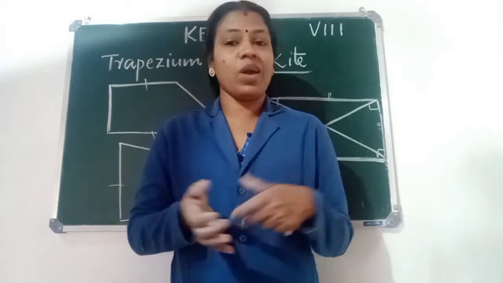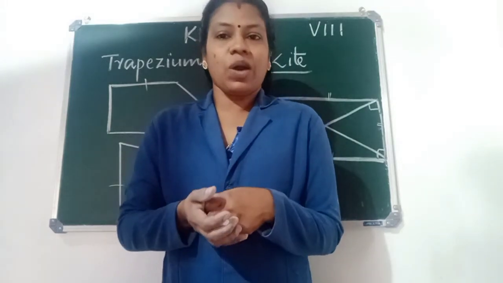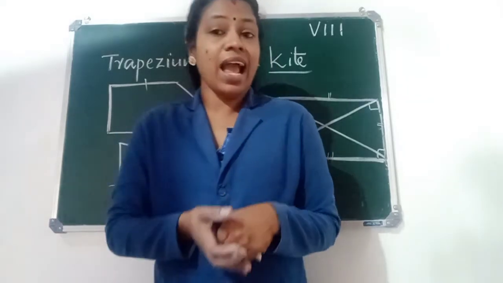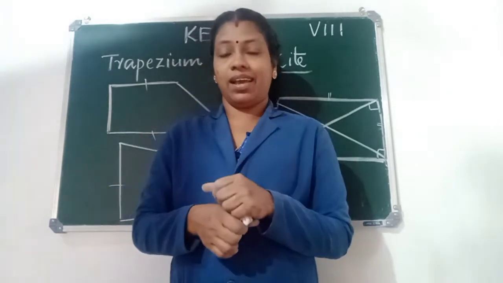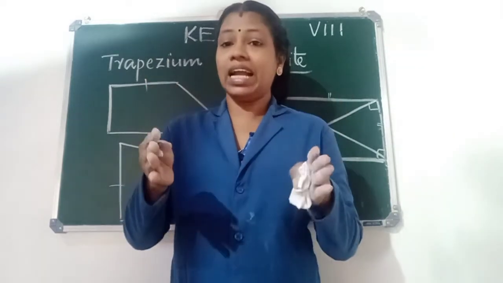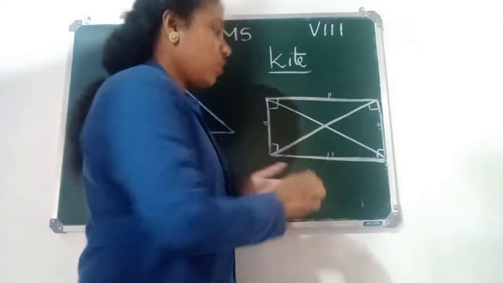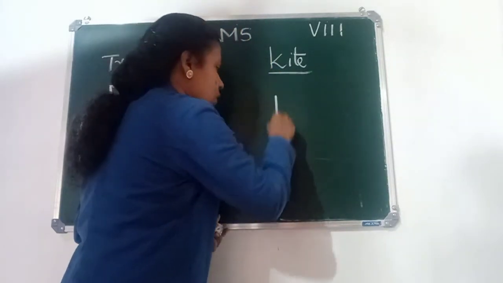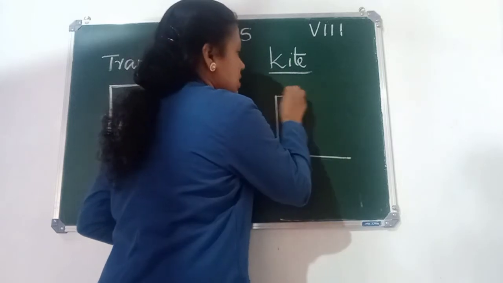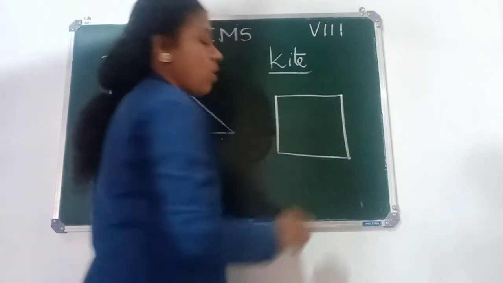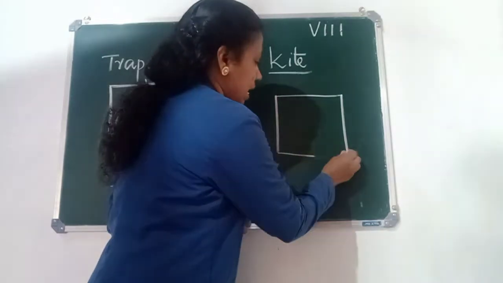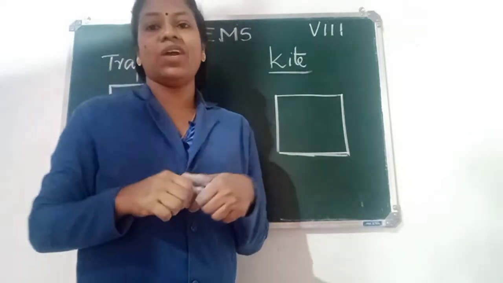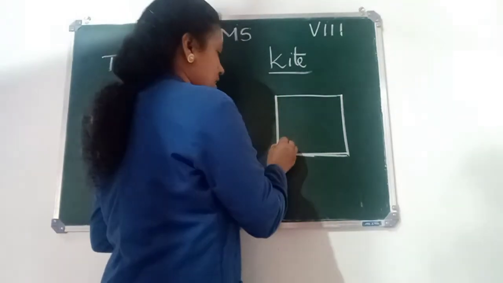We know the square. What is a square? A square is a rectangle with equal length. That means all sides are equal. In a square, all sides are equal, and all angles are equal, that is, 90 degrees.